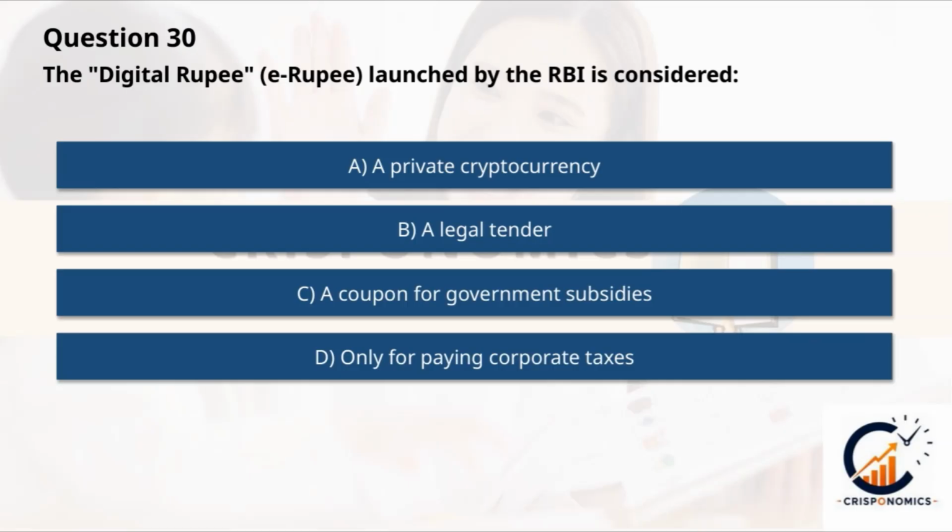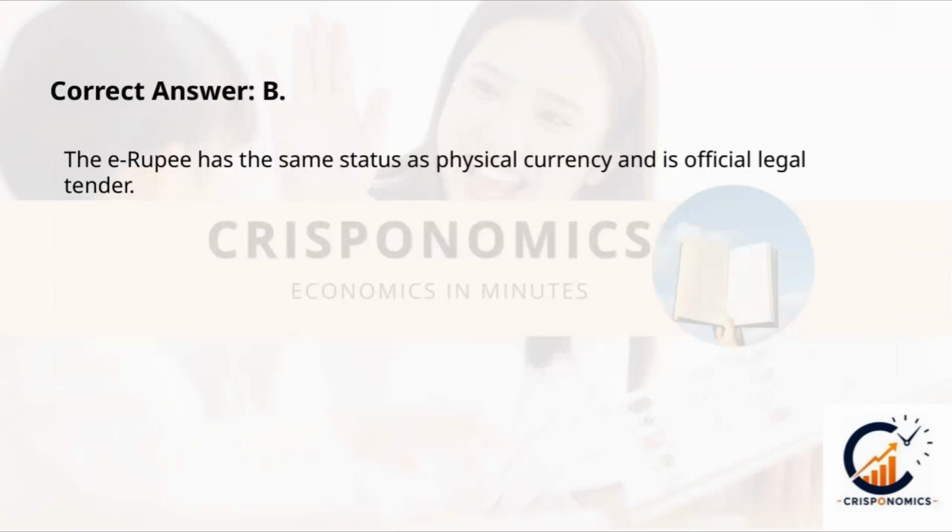Today's question challenges us to understand the true nature of this digital currency launched by the Reserve Bank of India and what role it plays in the economy. The e-rupee holds the same status as physical money. It's official legal tender, just like the cash we use every day. This means it's fully recognized and accepted for all transactions. Understanding this helps us see how digital currency is becoming a seamless part of our financial system. It's not just virtual, it's real money, with all the same rights and responsibilities.